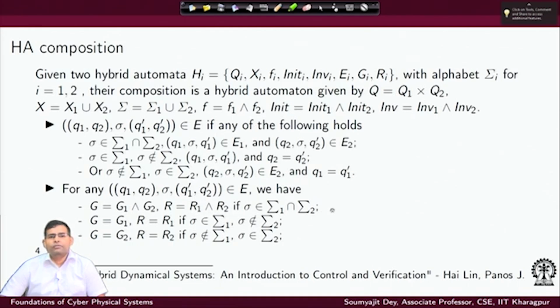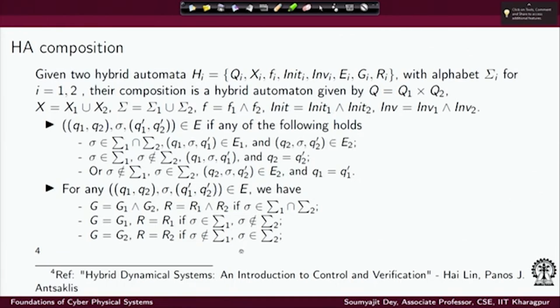Now, this will happen when your symbol, your input element sigma, is a member of both the alphabets sigma 1 and sigma 2. If sigma is a member of only sigma 1 or only sigma 2, then it is different. If it is a member of only sigma 1, then the guard condition will only be G1 and the reset set will be R1. That means, since it is recognized only by the first automaton, you are following the transition of the first automaton itself, and the second component remains the same.